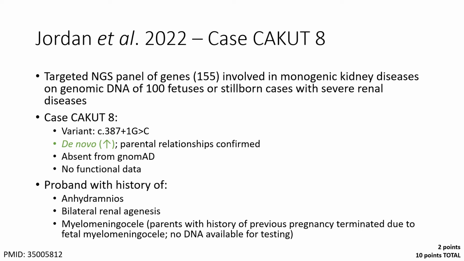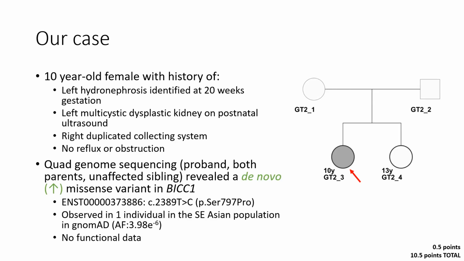This individual also had a myelomeningocele, though it's unclear if this finding is related to the BIC1 variant. There is a family history of a full sibling with a fetal myelomeningocele, but no DNA was available for testing. Here, we have no functional data to confirm that this variant is indeed resulting in a truncating protein. However, we do know that this variant is de novo, so I will upgrade the putative loss of function variant score to 2 points. So let's return to our case.